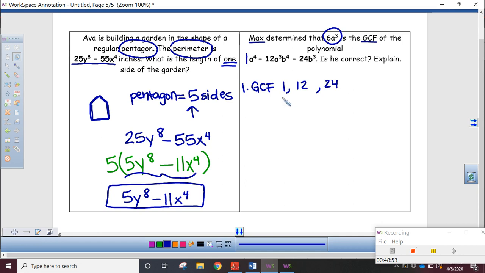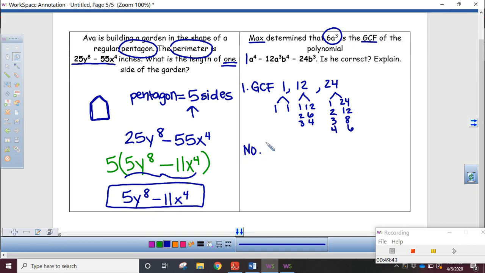Let's take a look at 1. Well, 1 is just 1 times 1. 12 has factors of 1 times 12, 2 times 6, 3 times 4, and then for 24 you have 1 and 24, 2 and 12, 3 and 8, 4 and 6. Now we're checking to see, do they have a 6 in common? If I take a look at the first term, the only factor it has is 1. And so technically, this does not have a factor of 6. So is Max correct? No, he's not correct.